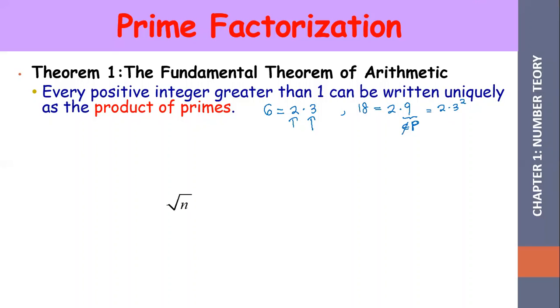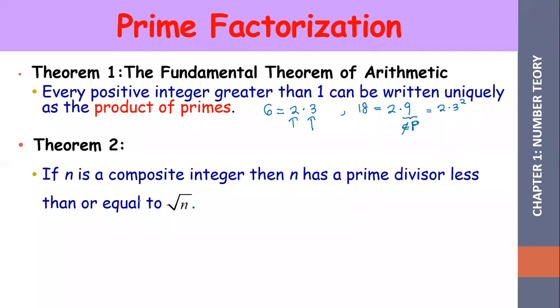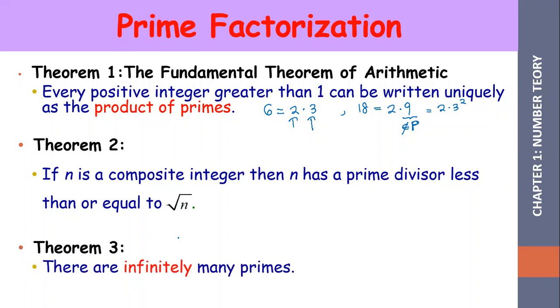All right. So the second theorem: if n is a composite integer, then n has a prime divisor less than or equal to the square root of n. This one I would like to ignore. But what is very important is theorem 1 and theorem 3. Theorem 3: there are infinitely many primes.